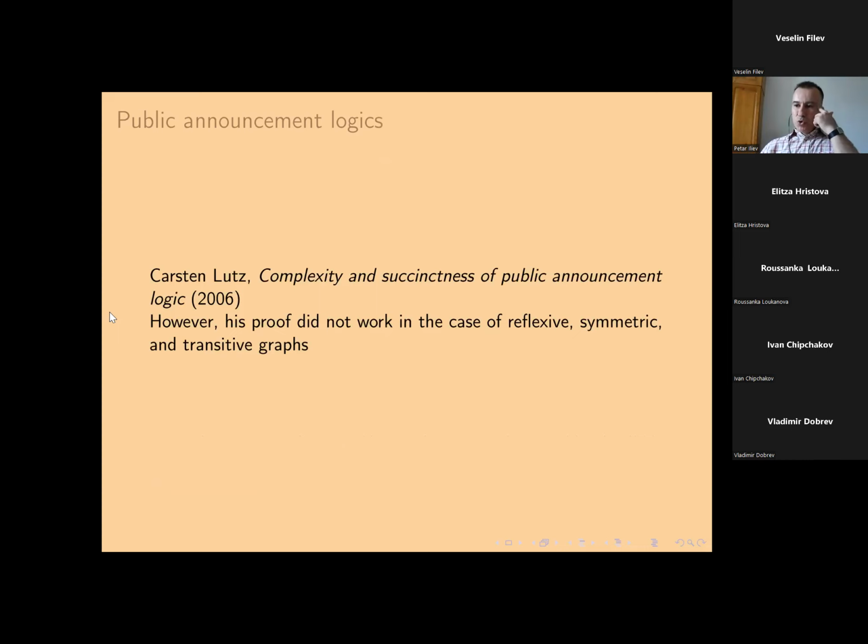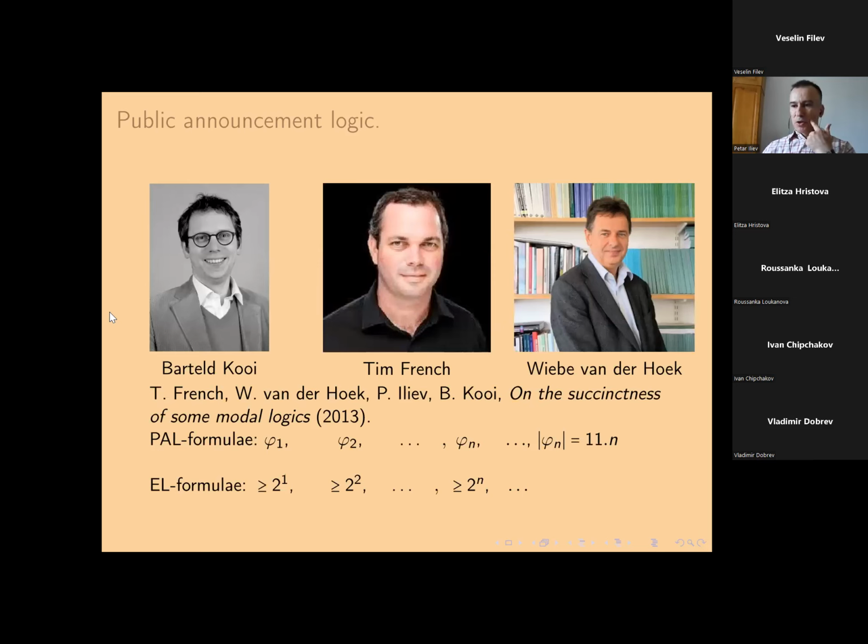However, there was a catch in his proof. To make his proof work, and his proof was really difficult, he needed to work with irreflexive graphs, and with graphs that are not reflexive, symmetric, and transitive. So basically, he was going outside the models and the graphs that were allowed in epistemic logic. In a joint paper with Bartold Coy, Tim French and Peter van der Hoek, we tried and managed to fix this. And we showed that even if we restrict our attention to graphs that are reflexive, symmetric, and transitive, you have the same exponential succinctness result between public announcement logic and epistemic logic.